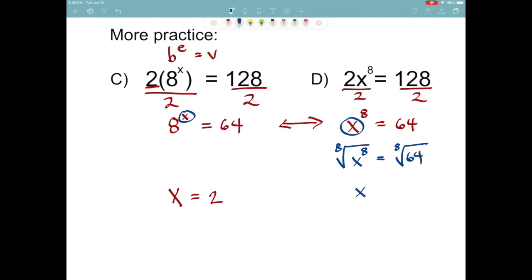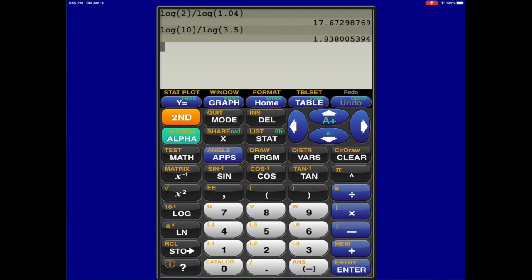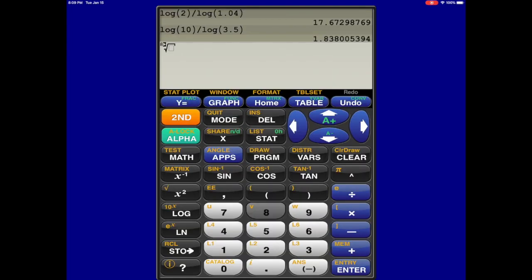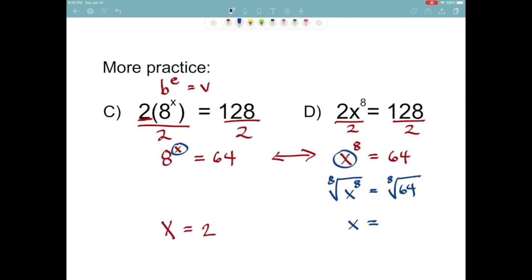So we'll end up with x is going to equal, and let's see here, so we're going to do the 8th root of 64, enter, and it's about 1.68. So x is approximately 1.68. So big difference here, with D, we did not need to use any logarithms. This is one that you are used to doing. For C, we had to because our x was in the exponent.